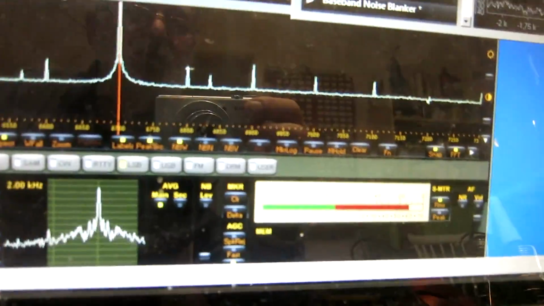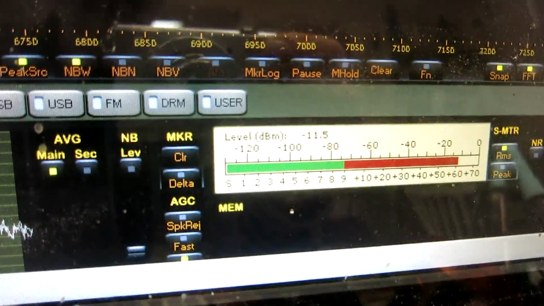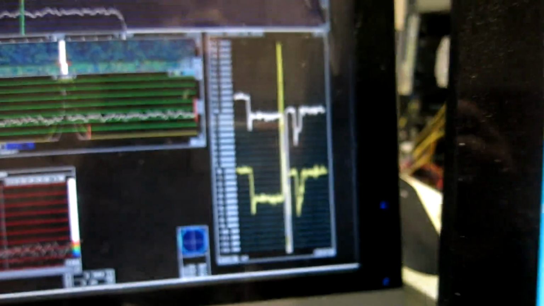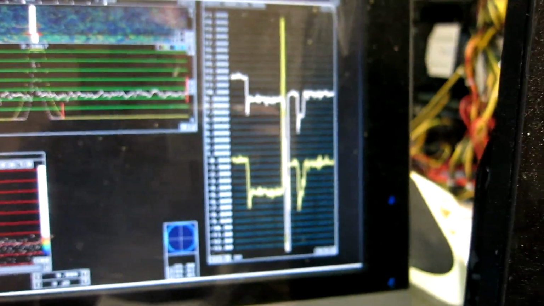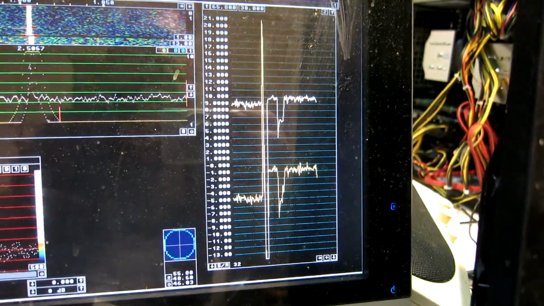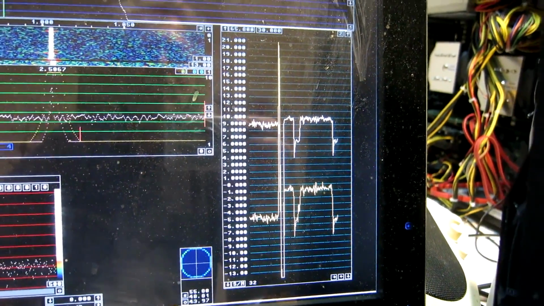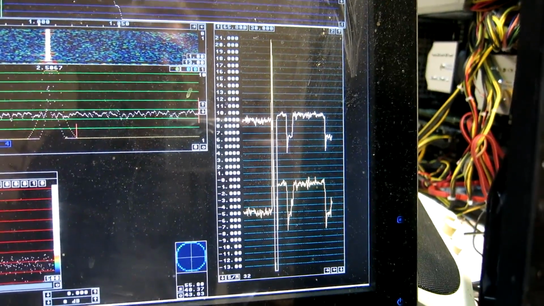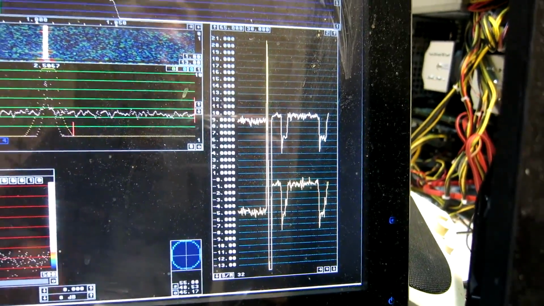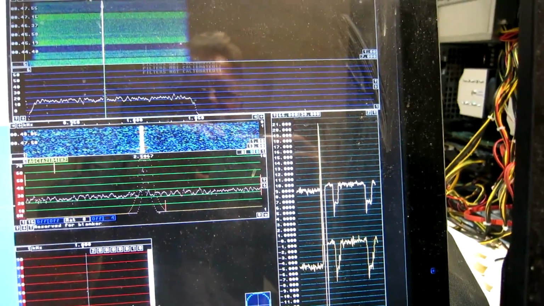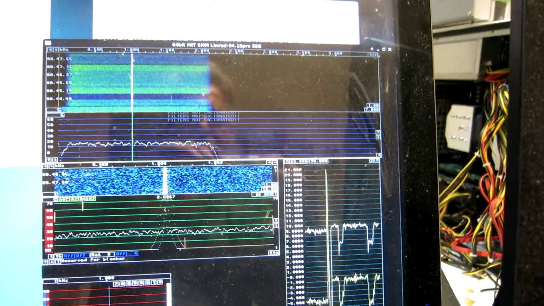I have it now at minus 11, and then I add a single dB, and then it saturates. I go back that single dB to restore the performance. So there is a 1 dB difference, not much.